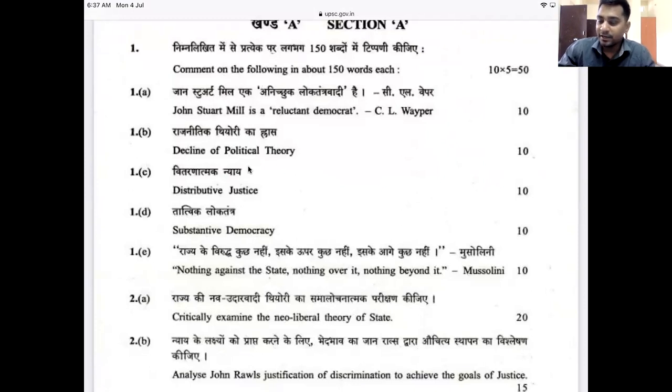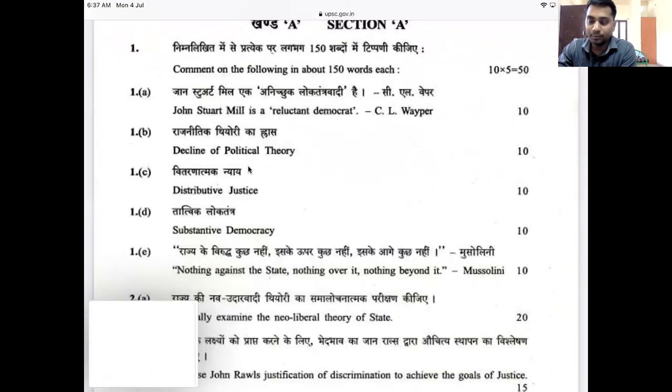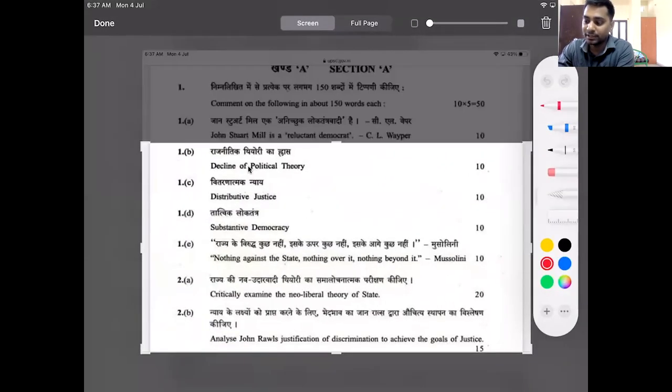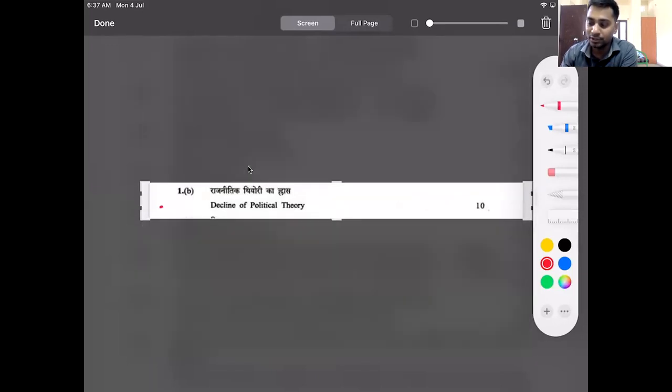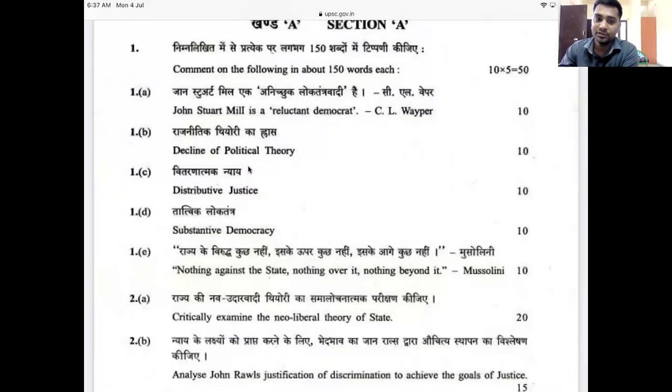John Stuart Mill, Decline of Political Theory. Look at this. Just now we have seen the behavioral approach of political theory and what led to its decline. A similar question for 10 marks: what led to the decline of political theory in 2018. Right, this is one component that they have asked.